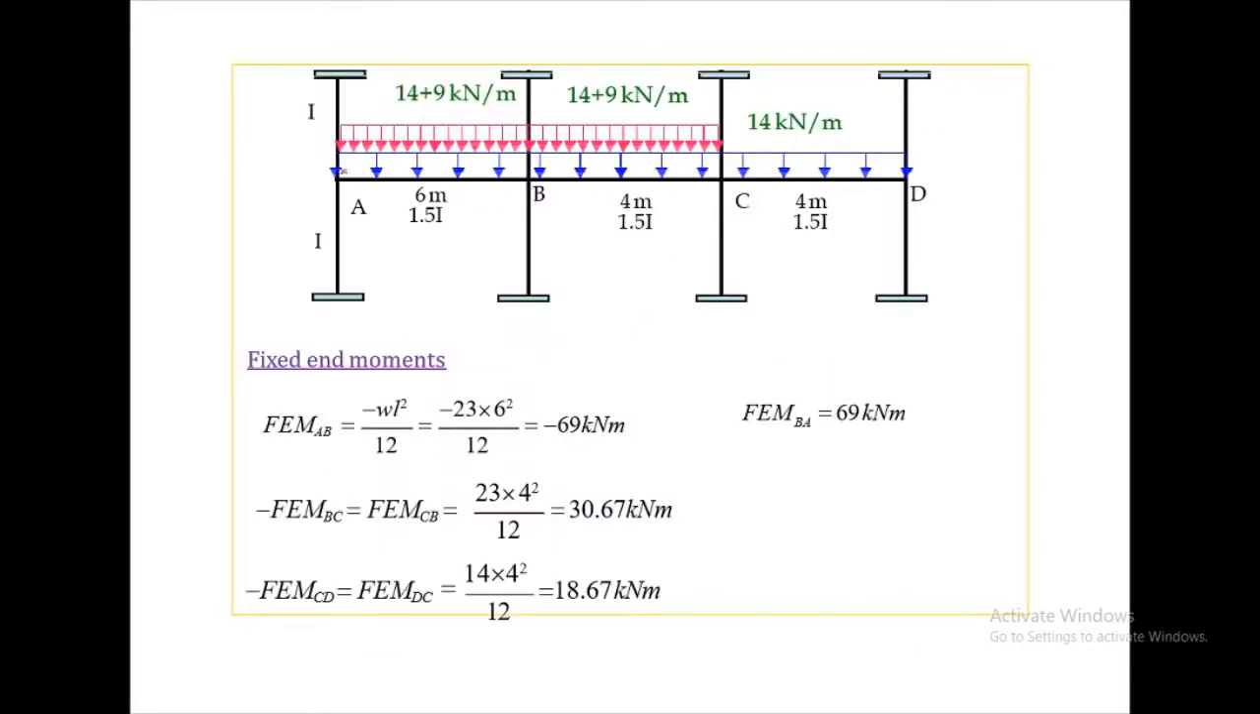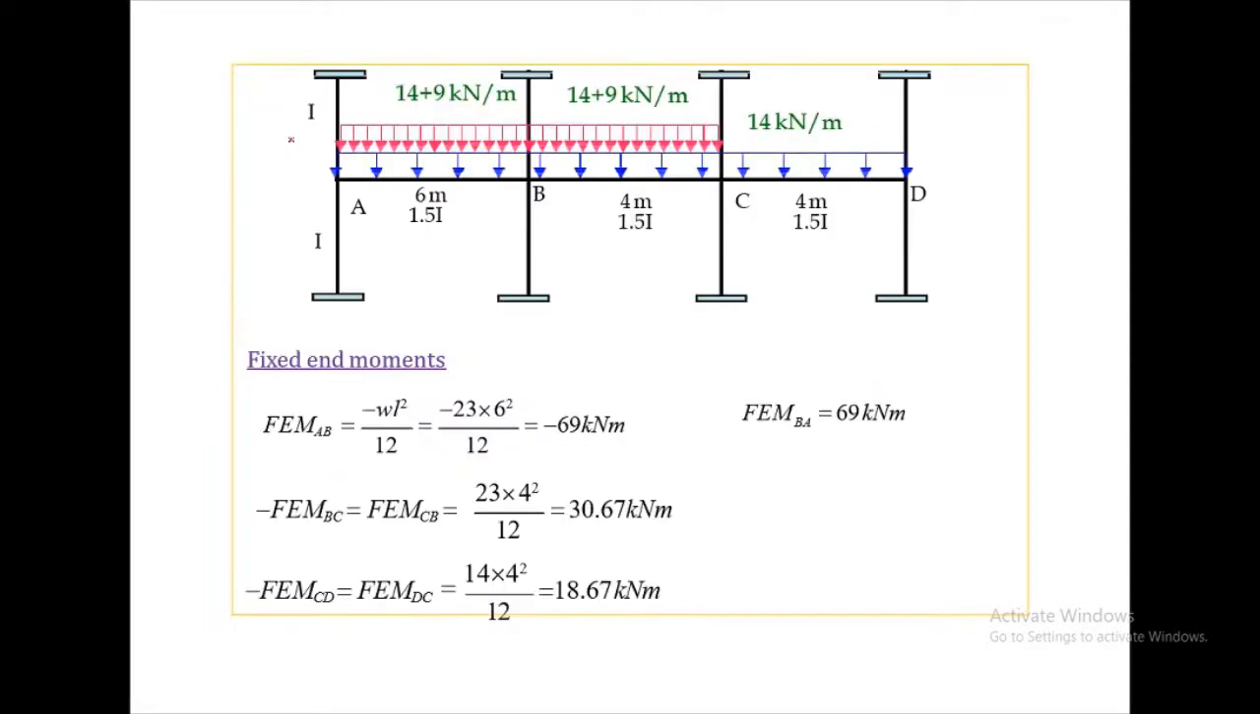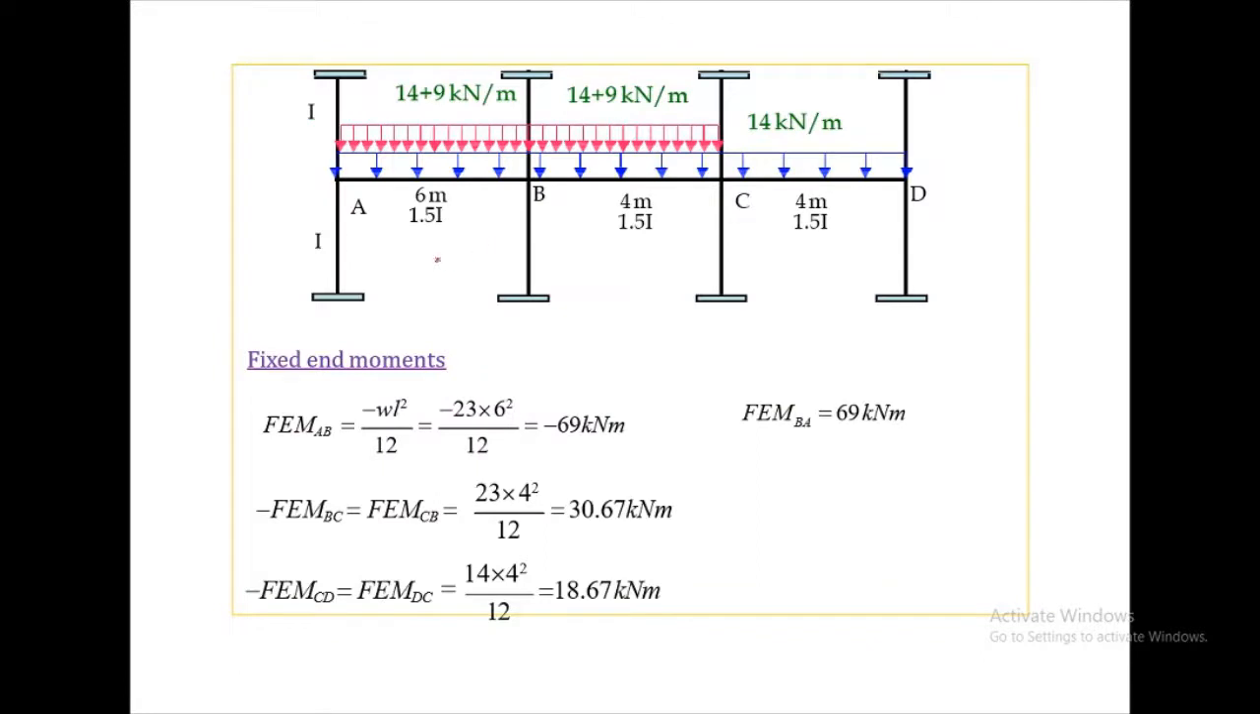The dead load, 14 kN per meter, is loaded throughout the span. That is this blue color loading. The live load is 9 kN per meter, which is loaded only in the spans AB and BC in order to get a maximum negative support moment at B. And the next step is to find the fixed end moments.